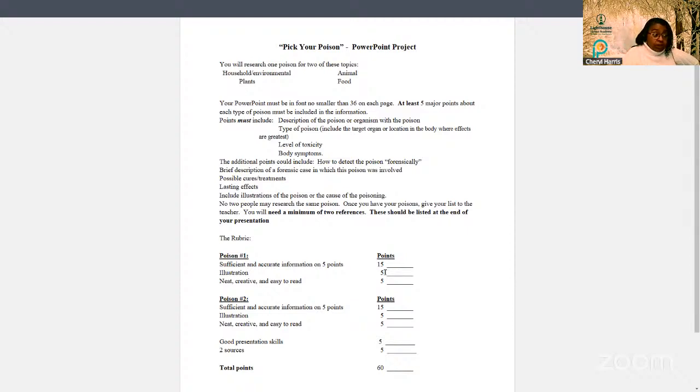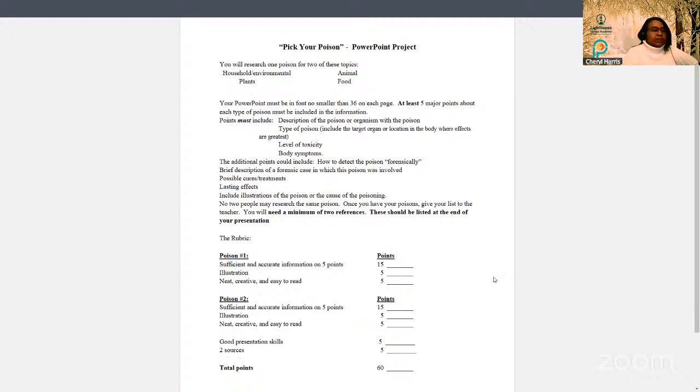the poison itself. What does it look like? Or what does a person who is suffering from this look like? It should be neat and easy to read, so you get 5 points for that, for being presented nicely. The same thing for the second poison. Okay, and again, you're getting presentation skills, 5 points, and your 2 references.